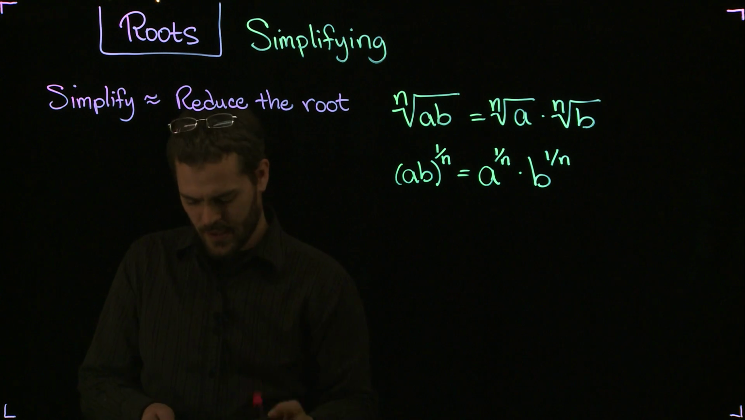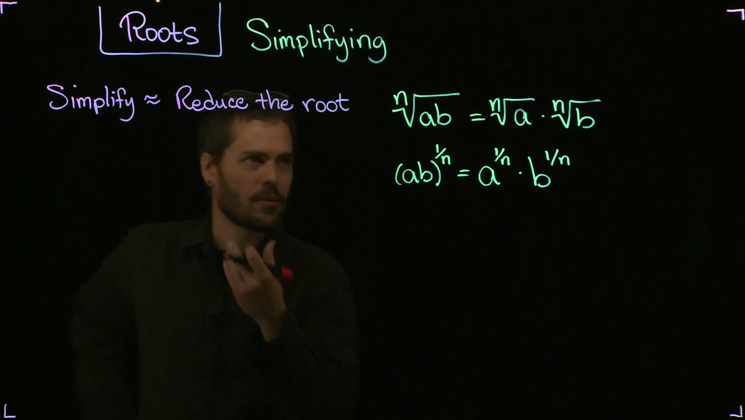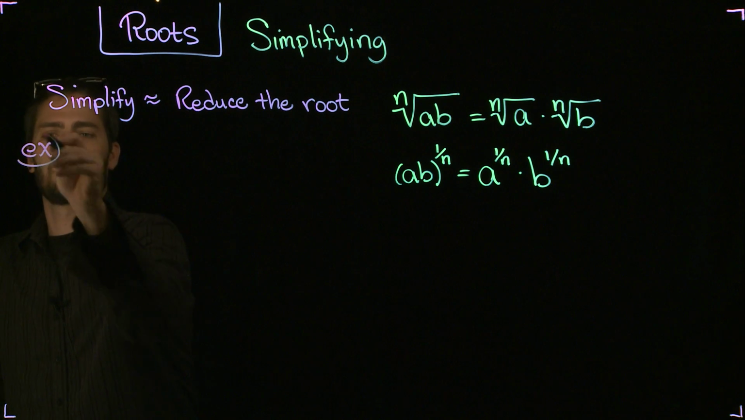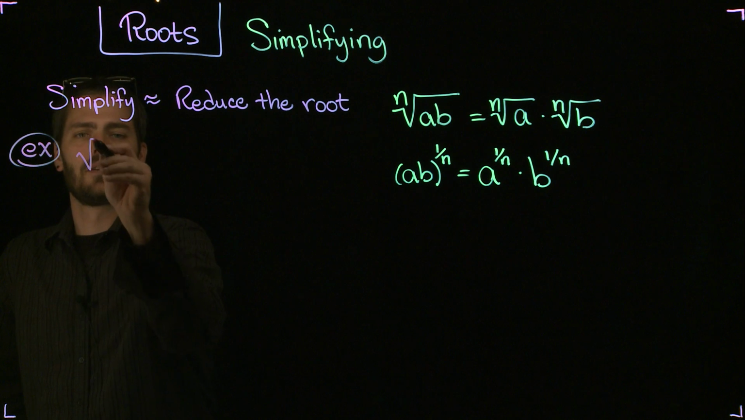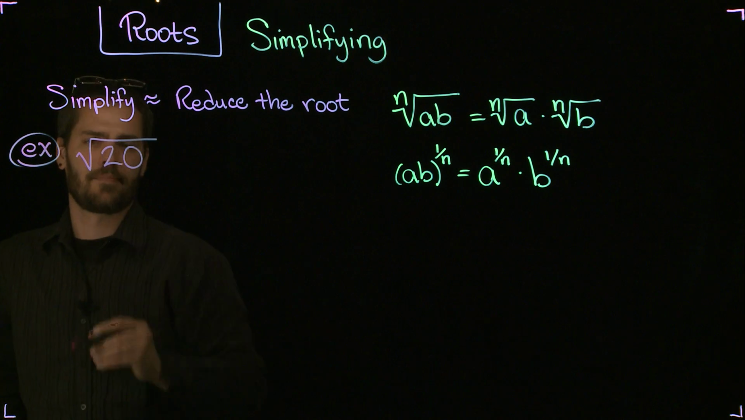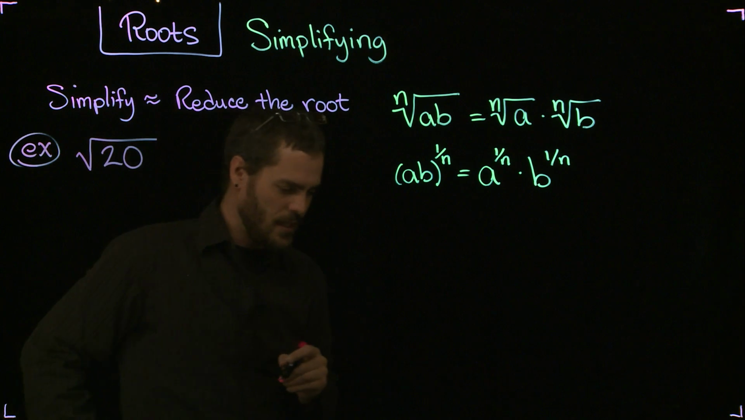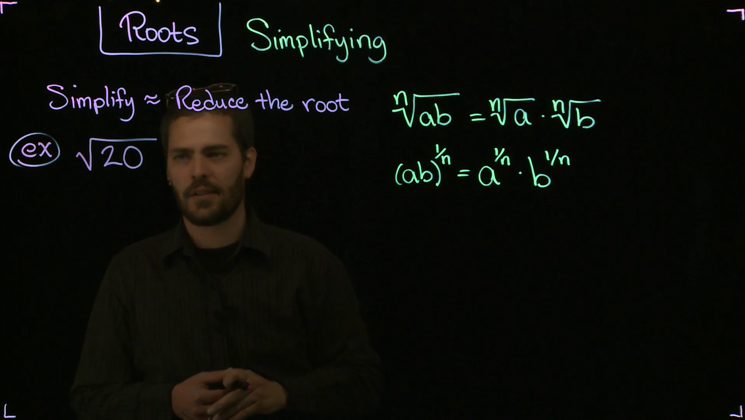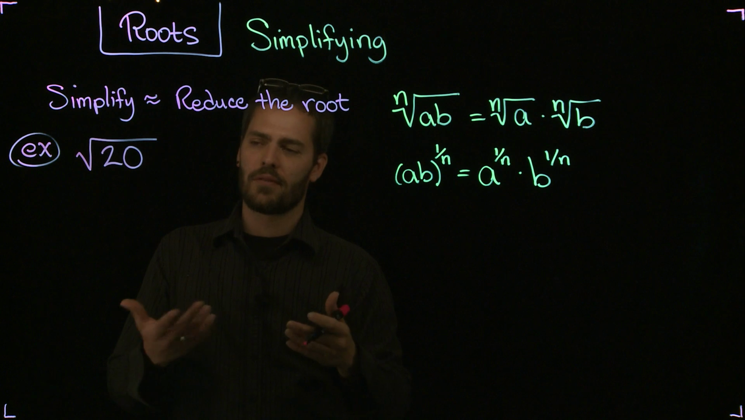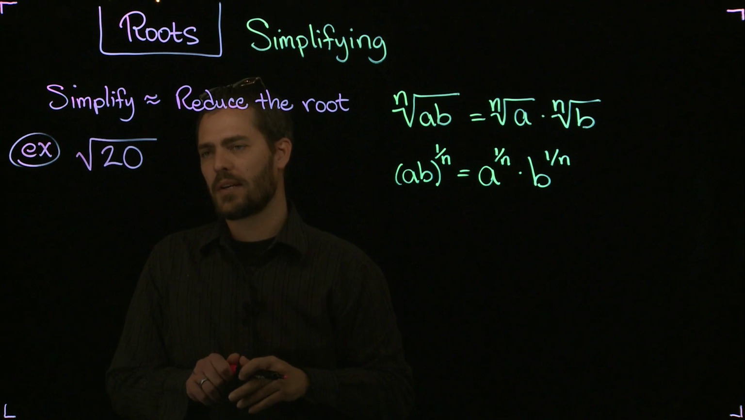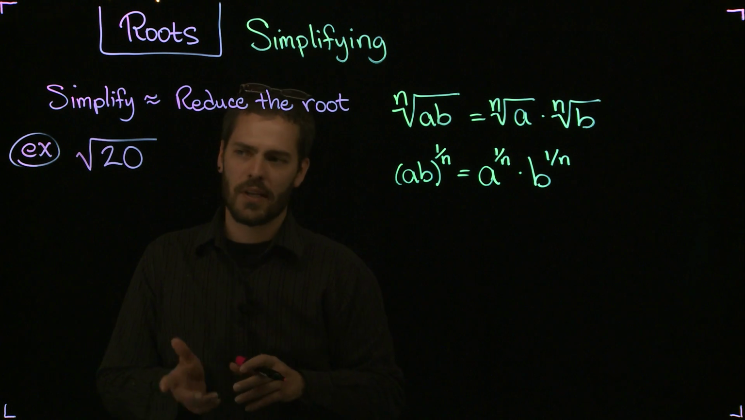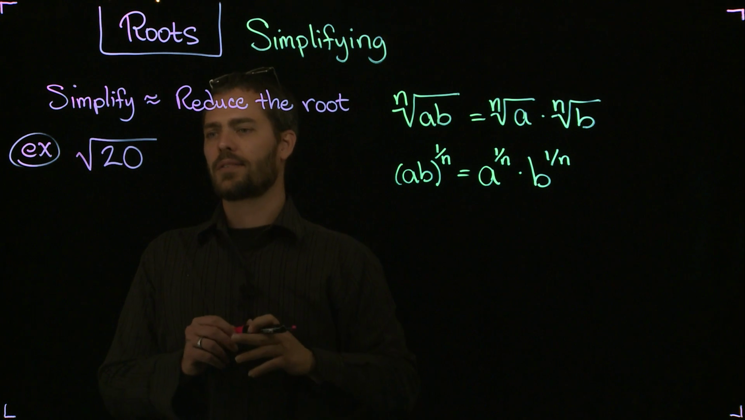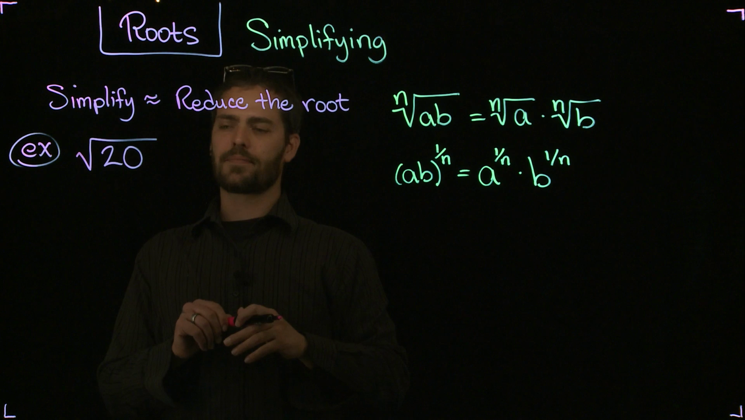So let me start with the square root example, just to kind of make it easy to look at. Suppose we had the square root of 20. Now, 4 squared is 16, 5 squared is 25, so this is somewhere between 4 and 5, and if we were to approximate it, we could do the root of 20 in our calculator and come up with some decimal number somewhere between 4 and 5.